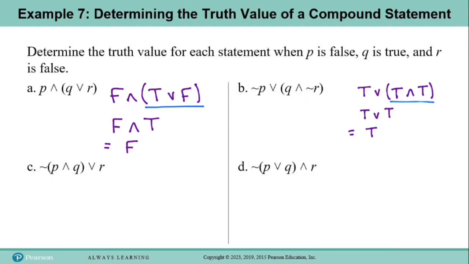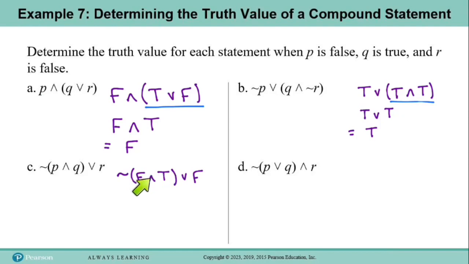Then part C, we've got not, parentheses, P and Q, or R. So now remember, we have to work inside the parentheses first. So let's go ahead and copy in our truth values. We've got not, parentheses, statement P is known to be false, so I've got a false there. Then we've got and Q, statement Q is known to be true. And then I close the parentheses, and I've got my or, and we know that statement R is false.